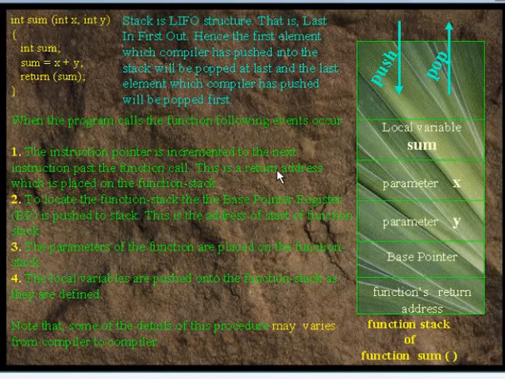Whenever you call any function in the program, the compiler will create a function stack in the stack memory area. You see, I have written over here function stack of function sum. This means whenever you call any function, the compiler will create a function stack inside the stack area of the memory. Is it clear?